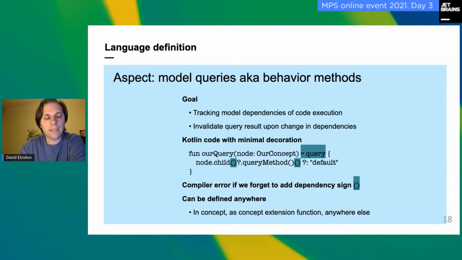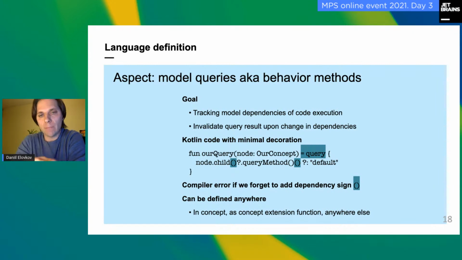It's pretty much just plain Kotlin code with minimal decoration. In this little snippet of code here, I've highlighted those things which make it a query function. If we remove them, it's a completely ordinary Kotlin function. So what do we see here? We see the query keyword, and we see some extra parens on those parts on which we actually depend. It's either a part of the model, like child here, or the result of another query function, like query method here.